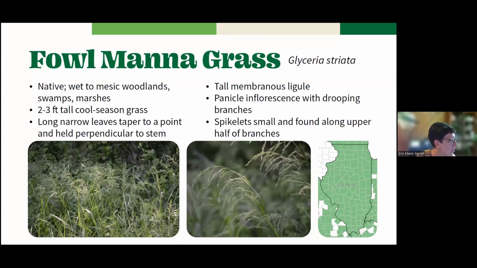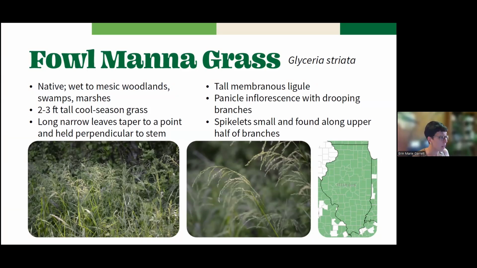Okay, let's move on to our next grass. This is going to be fowl manna grass in the Glyceria genus, another grass that we have in every county in Illinois. In this genus, there are 7 different species. This is by far the most common.